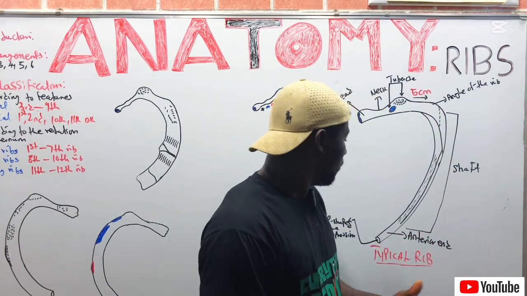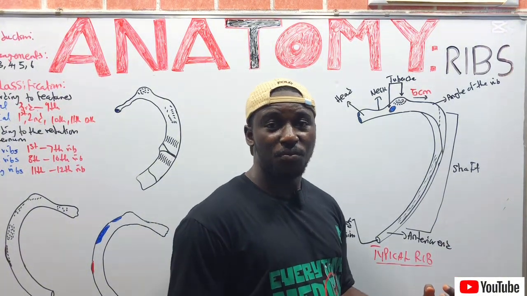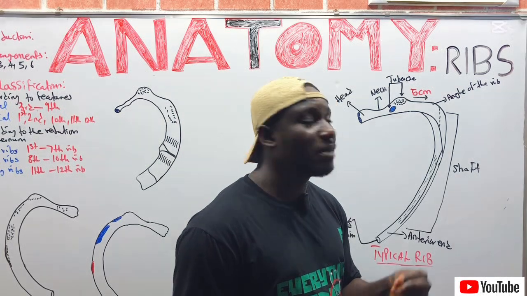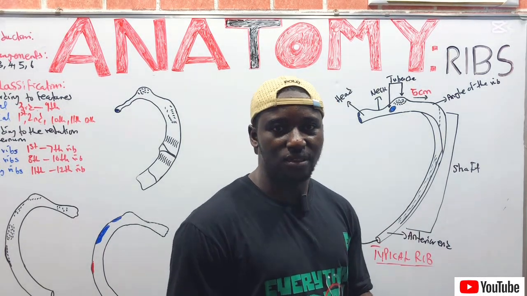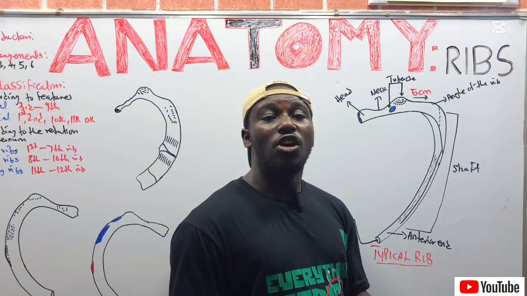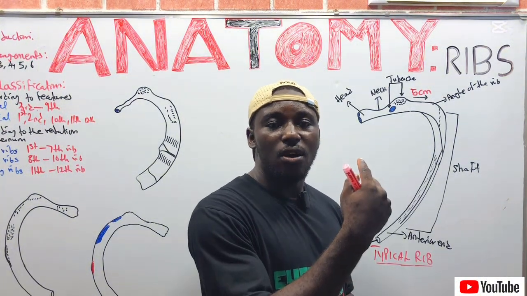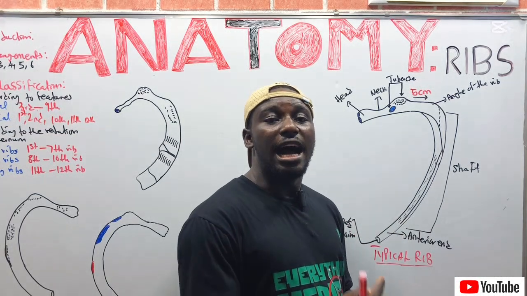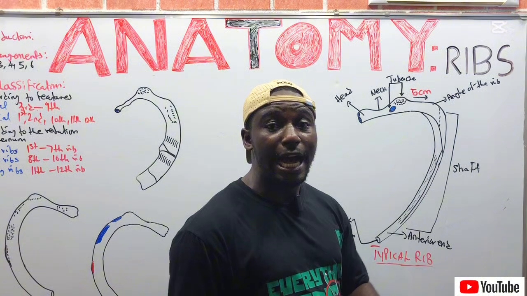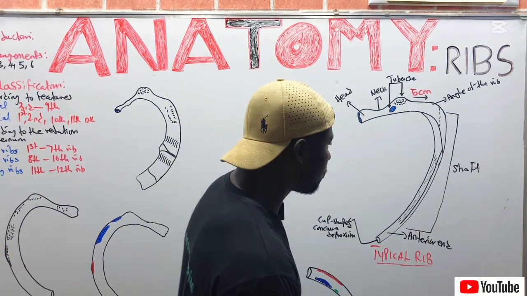So the shaft of the typical rib is flattened, right? It is flattened and it constitutes the inner surface and the outer surface, the lower border, which can be called the inferior border, and also the superior border or the upper border, right? It also has a costal groove. As we proceed with the features, we will discuss everything together.